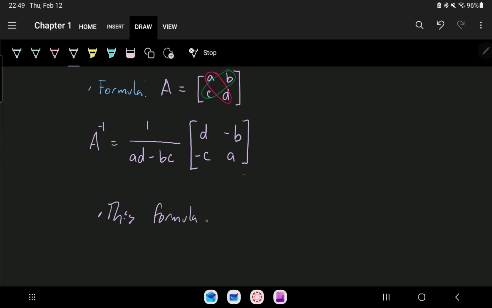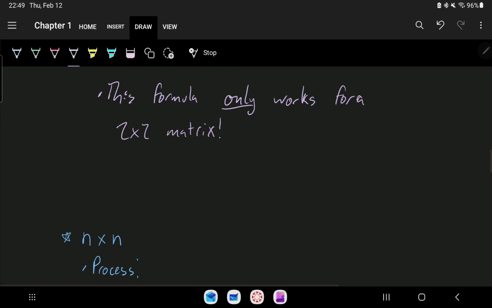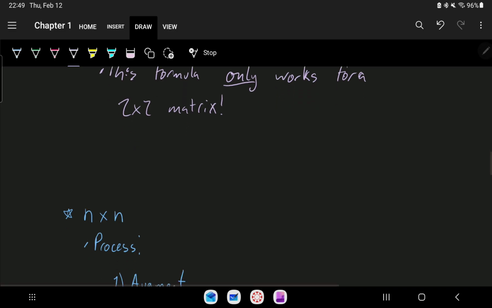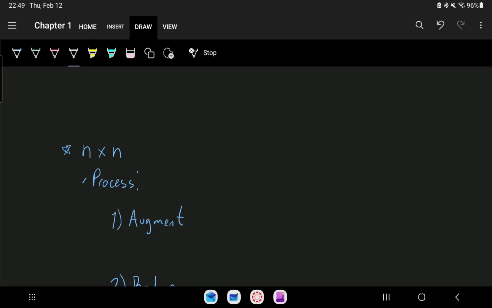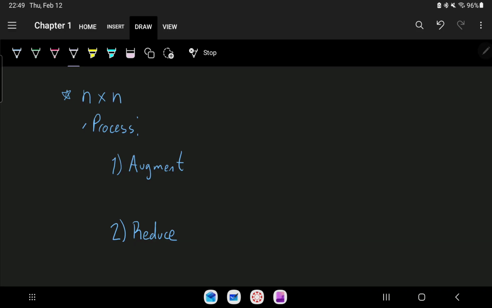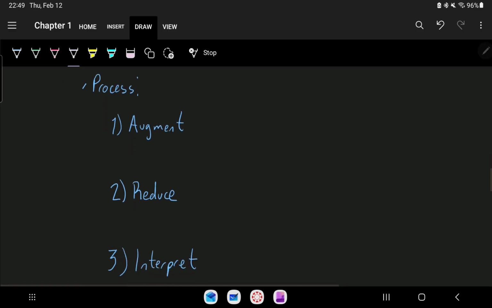Now, note that this formula only works for a 2x2 matrix. So what do we do in the other case? Well, it's basically going to be a little bit of a process. So the way that I break this up is just in a few simple steps, though the steps themselves can get a little convoluted, you could say.